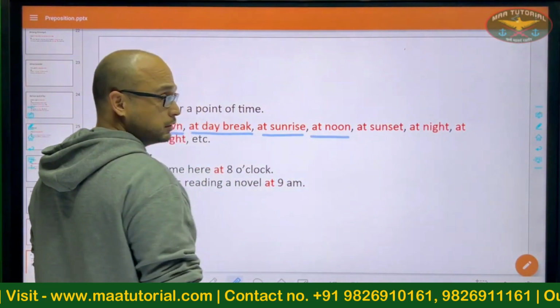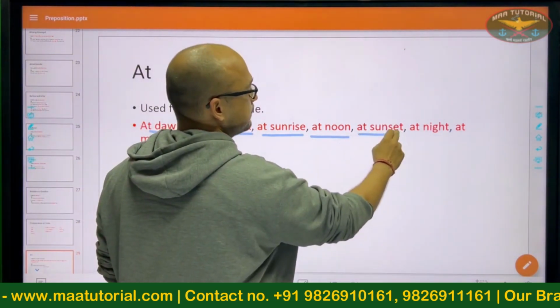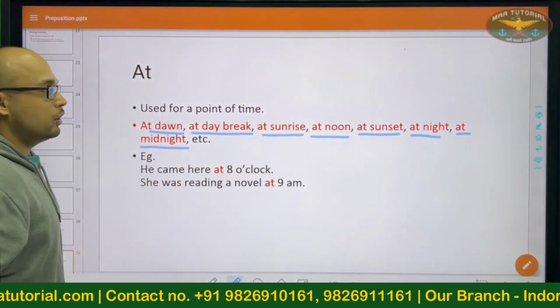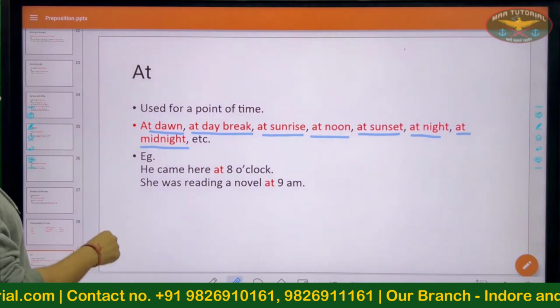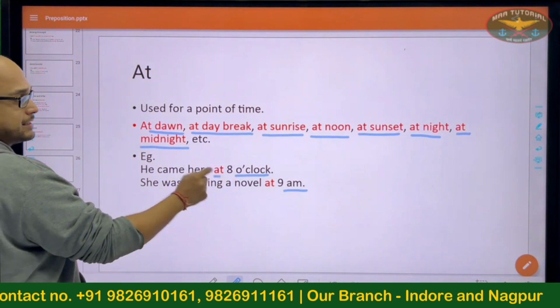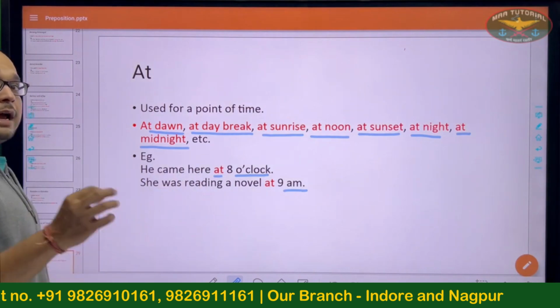At noon, in the middle of the day. At sunset, when the sun is setting. At night, at midnight. All of these are points of time. We use at. We also use it with time. He came here at 8 o'clock.